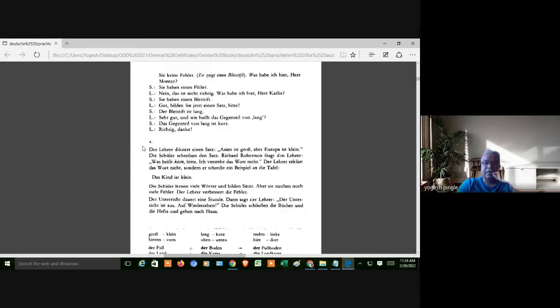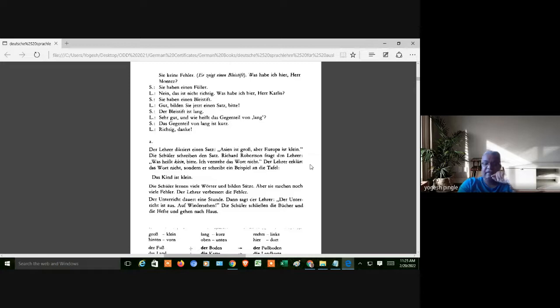Very nice. Der Lehrer diktiert einen Satz. Asien ist groß, aber Europa ist klein. Asia is big, but Europe is small. Die Schüler schreiben den Satz. Right? Herr Robertson fragt den Lehrer, wie heißt klein bitte? Ich verstehe das Wort nicht. Right? What is the meaning of klein, please? I have not understood that.